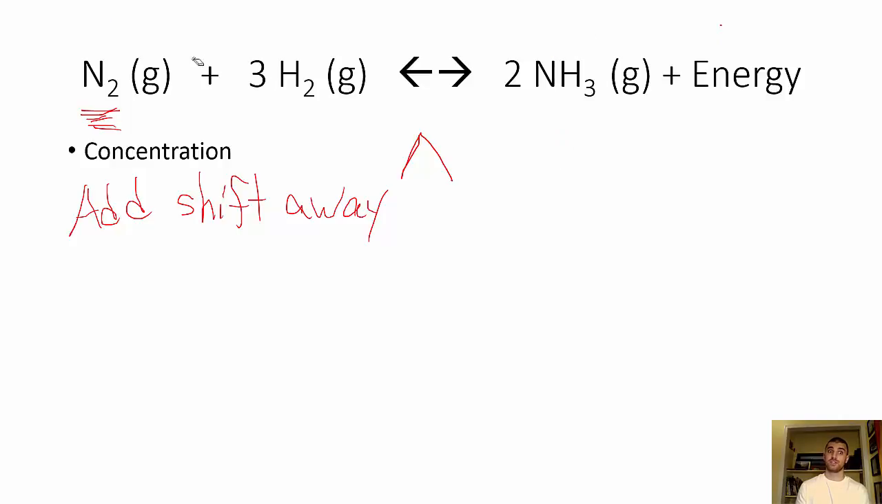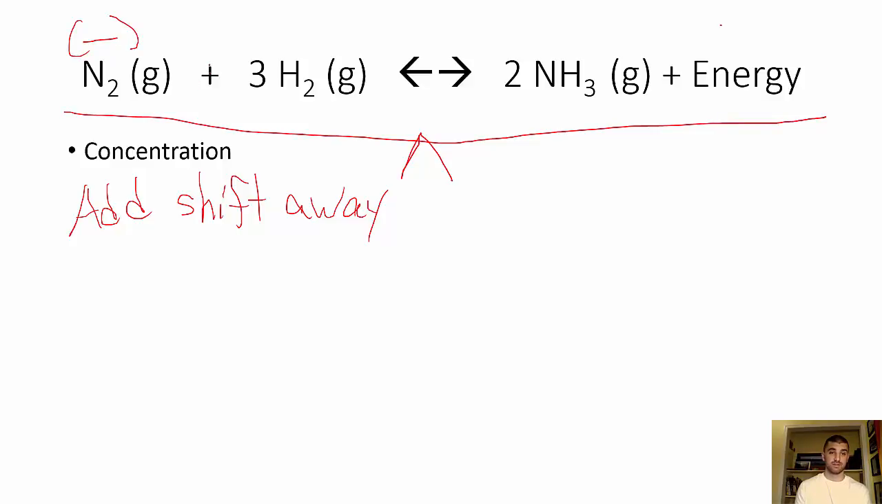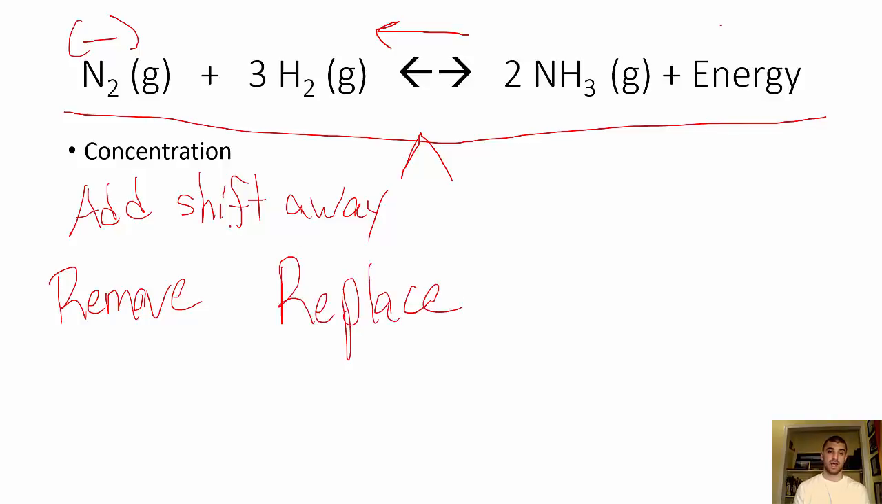What would happen if I were to remove stuff? Let's say I were to remove N2, subtract some. Again, think of it like a balance. If I'm removing stuff from the left side, I'm going to have to replace it. This side became too light. I need to make more stuff on that side in order to stay balanced. So if we add, we shift away. If you remove it, you've got to replace it. Now if I removed N2, I'd have to replace it by shifting to the left, which means I'm going to increase my H2 because I'm shifting towards it, and I'm decreasing the amount of NH3 and decreasing the amount of energy.